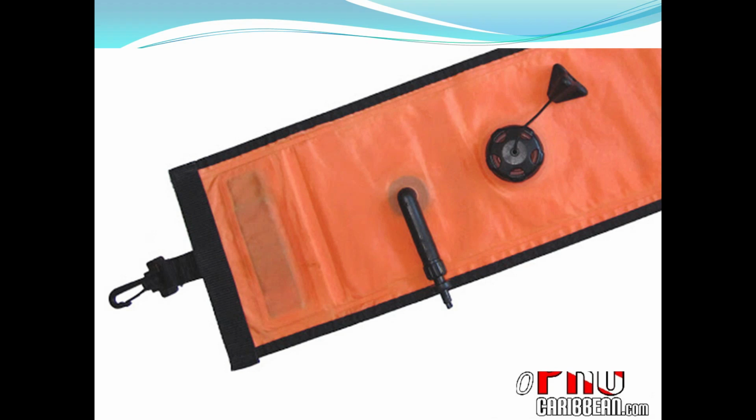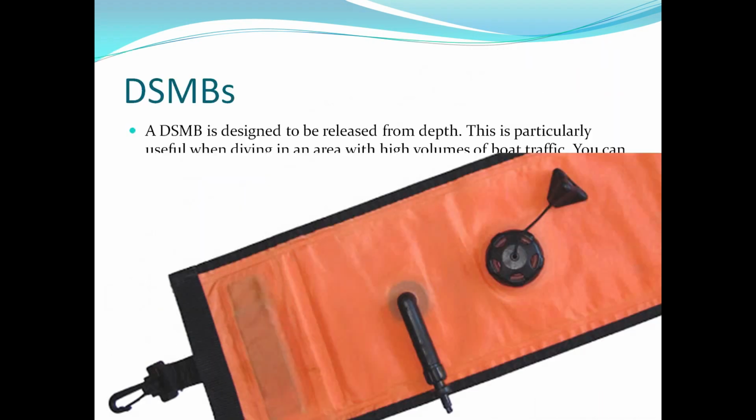But there is a one-way valve on both the open bottom and the oral inflate, meaning that air can't escape from it once it's gone in. The overpressure release valve is the only way air can escape, and it can only escape if you either pull on that toggle or the lift bag becomes overinflated. And that's what makes it something that can be released from depth.